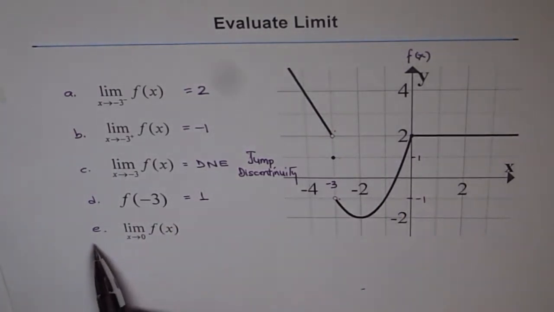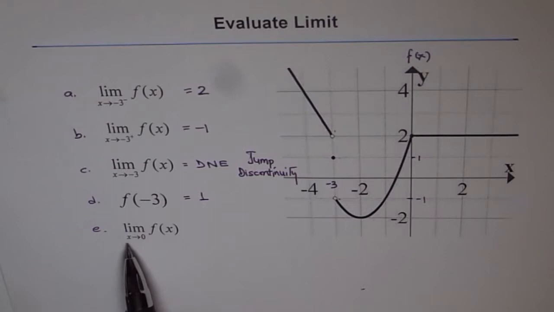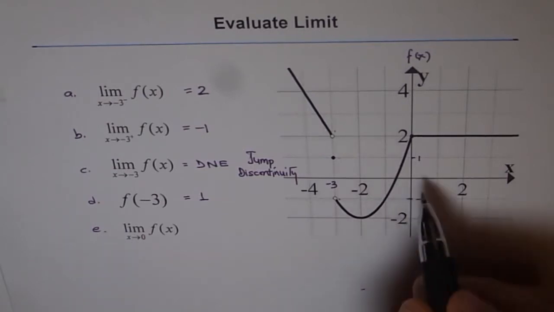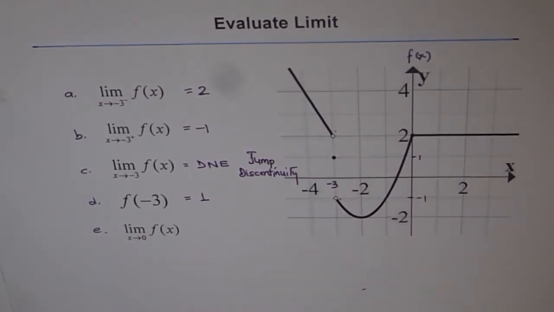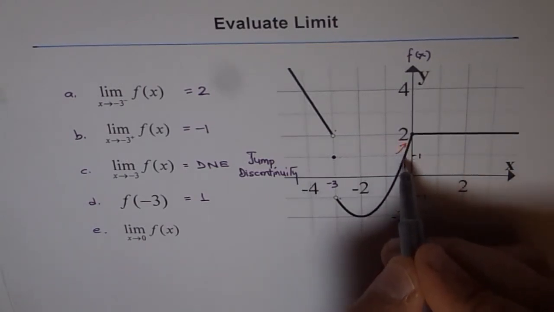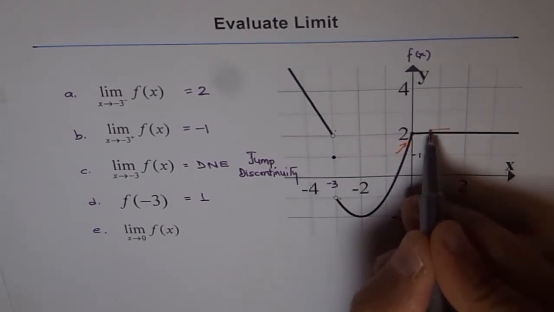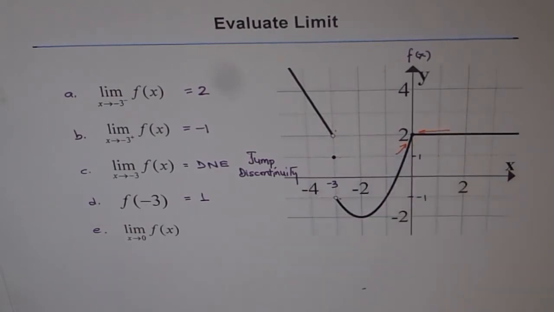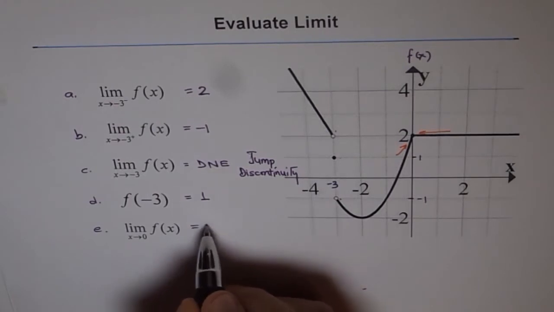And then E is limit of function as x approaches 0. So as x approaches 0, let's examine it from both sides. So if you go from left side, you approach a value 2. When you approach from the right side, you also approach a value 2. Therefore, the limit of function exists and it is 2.